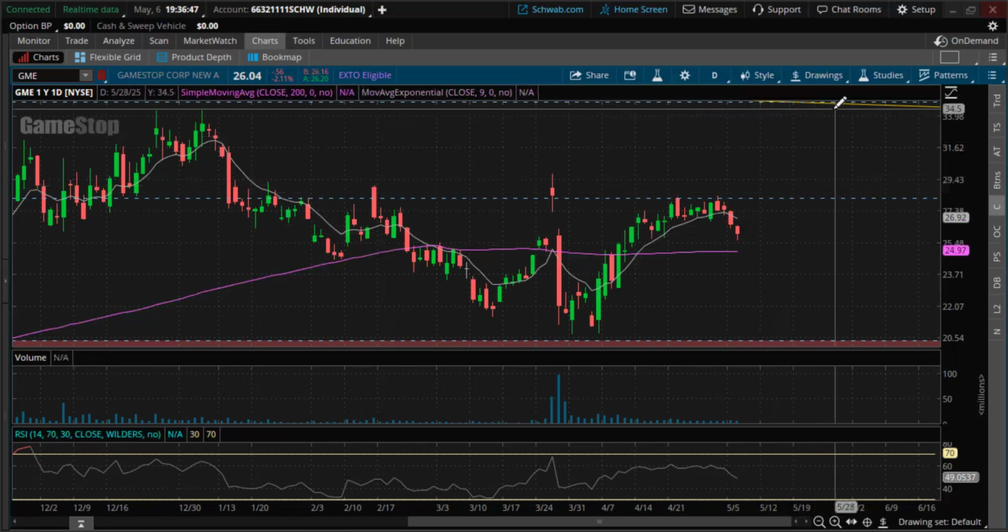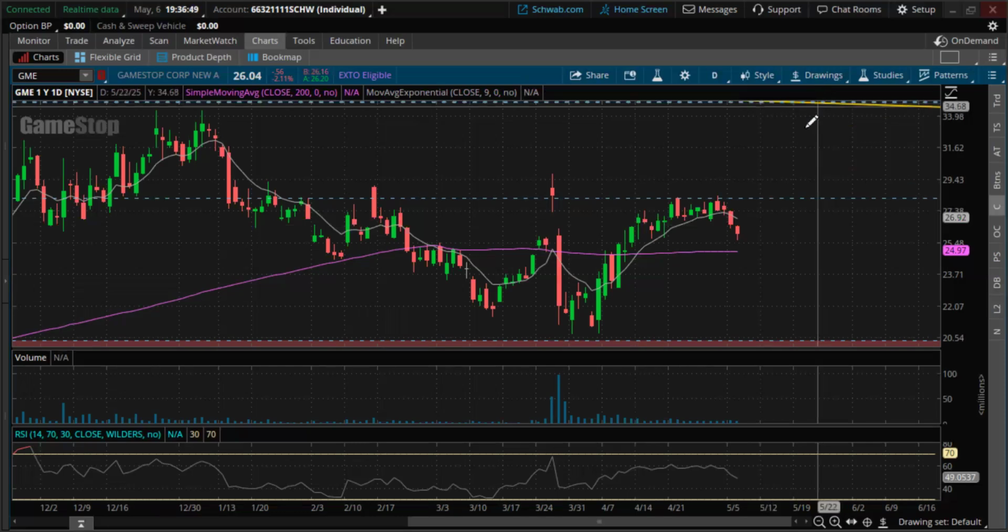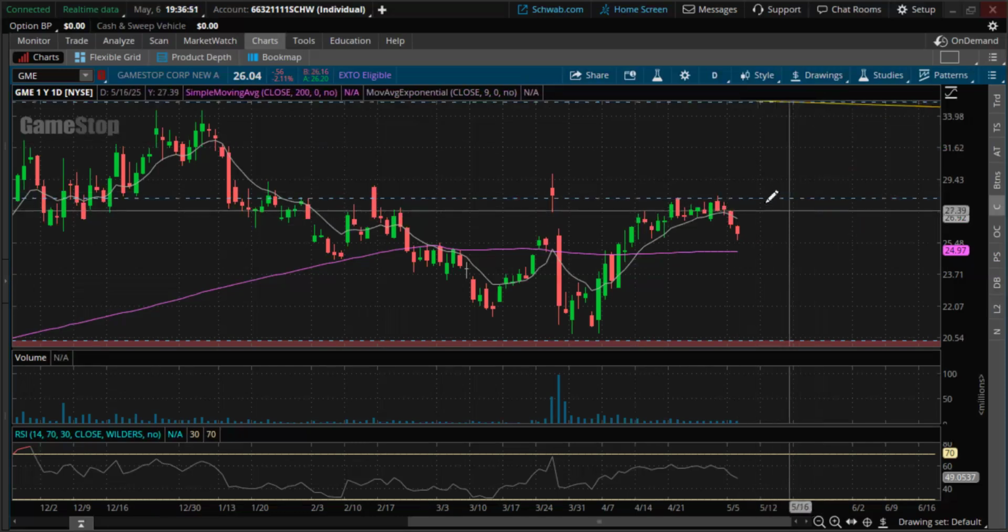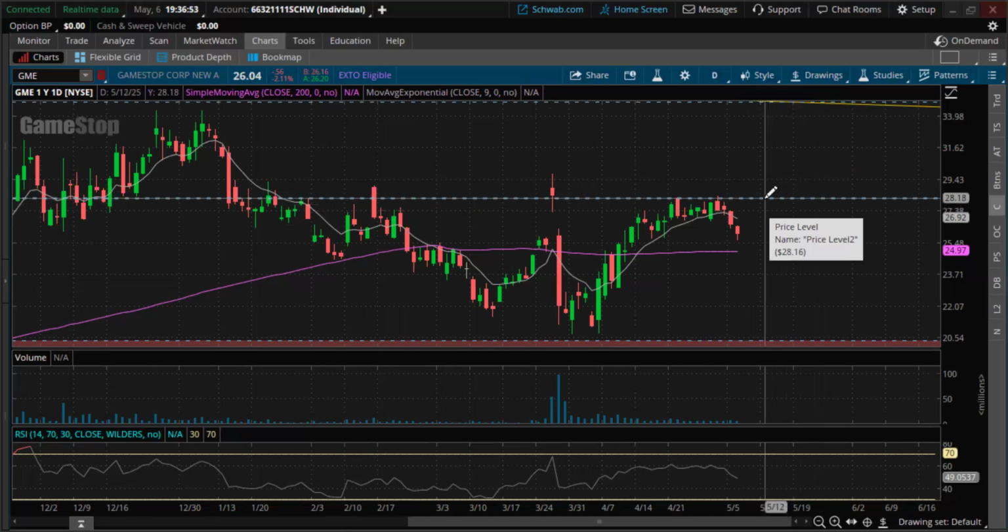You're not going to get a big bull run in here up to this $35 range anytime soon, not unless this $28 range can break and hold first. But again, we'll wait and see what happens this week. 74-cent expected move, low IV, 28, 26, 20, and 35. That's going to be our levels in here that we're going to be watching for GME. That is GameStop.